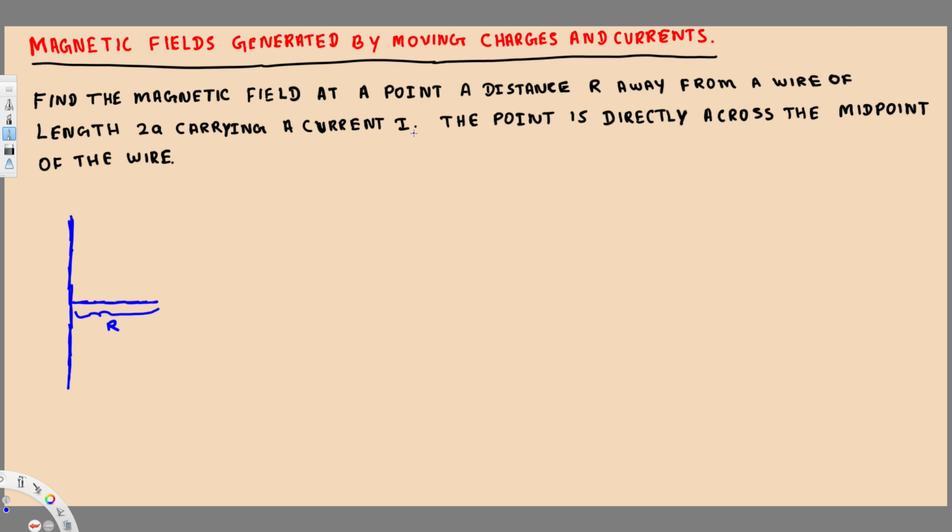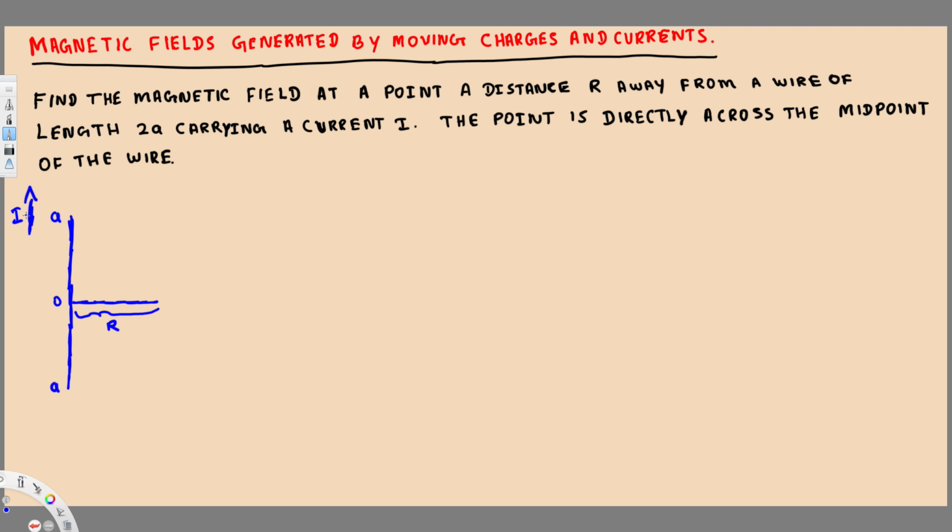And then what else do we have? We have the distance 2a, the length of this wire. So if I take this point as 0, we are going to have a right here, a distance from 0 to bottom and a distance from 0 to top. So we are going to have two distances, and also they have given carrying current I. So the current is going through this wire, so the current is in this direction.